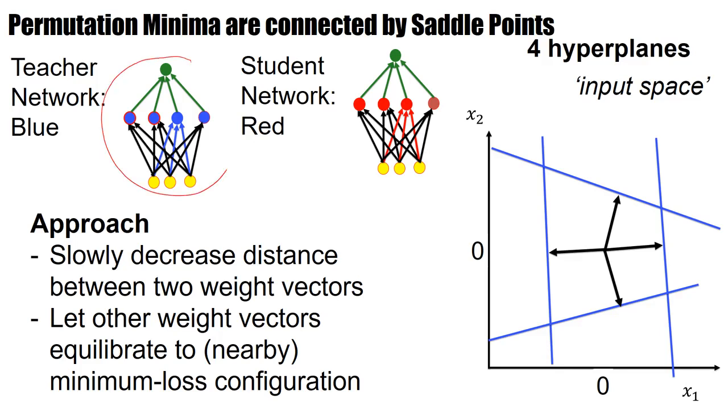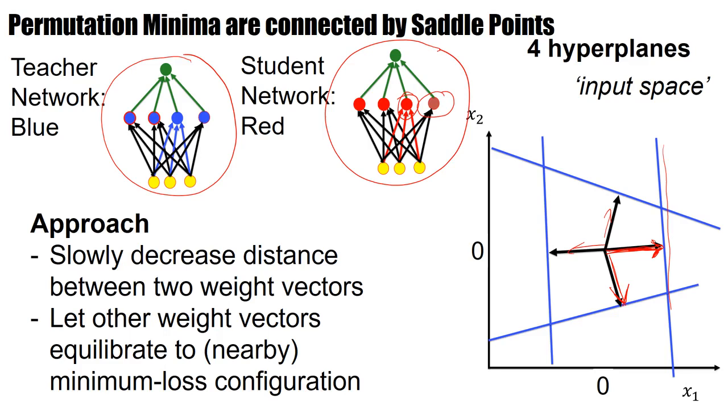We have a teacher network which implements the 4 blue hyperplanes indicated here, represented by these 4 black weight vectors, like this one here. Then we have the student network, and we assume that the student network has already perfectly learned, so it has 1 weight vector, the one of neuron number 4, that's perfectly aligned with one of the teacher weights, and we have another weight vector, number 3, that's also perfectly aligned with that of the teacher, and the other 2 weight vectors are also perfectly aligned with those of the teacher.